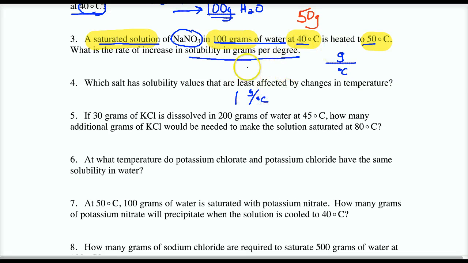Because what do they want? They wanted, I put the answer in the wrong place. 1 gram per degree Celsius in grams per degree. That was the y over x. Okay, next question.